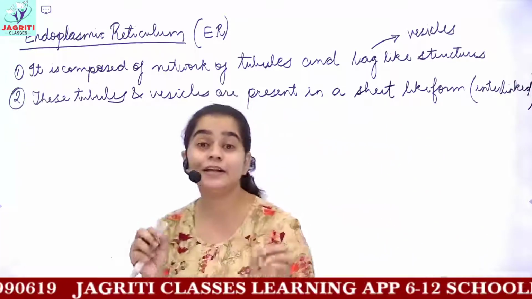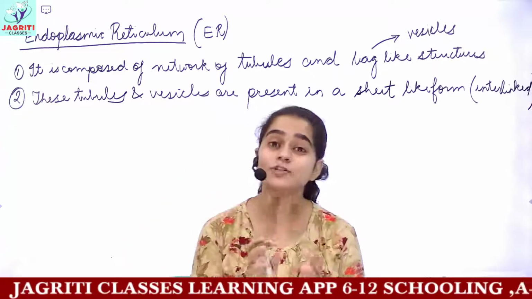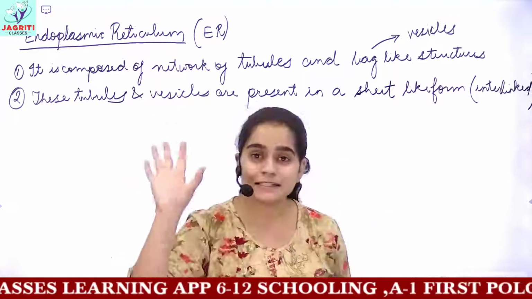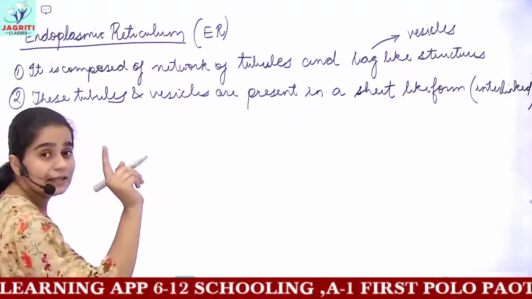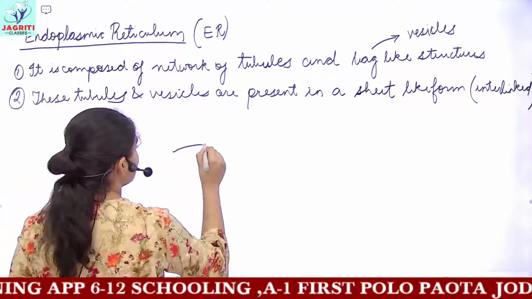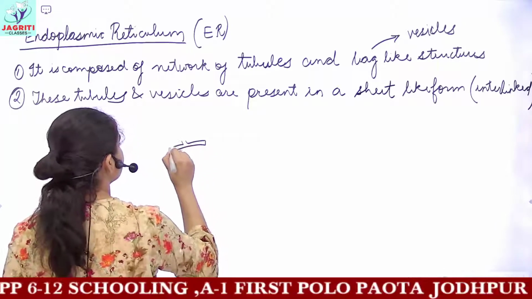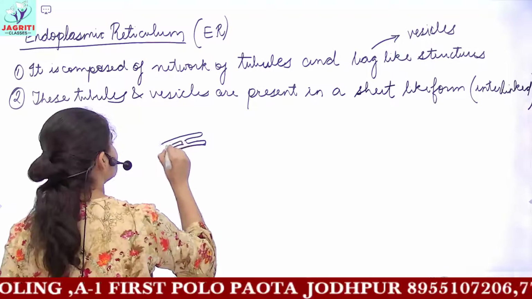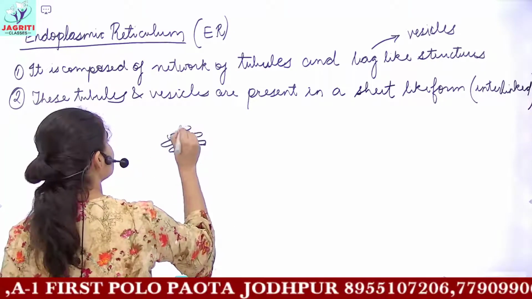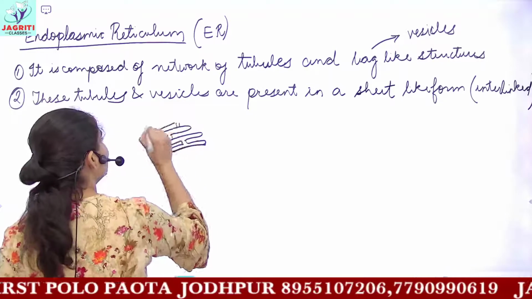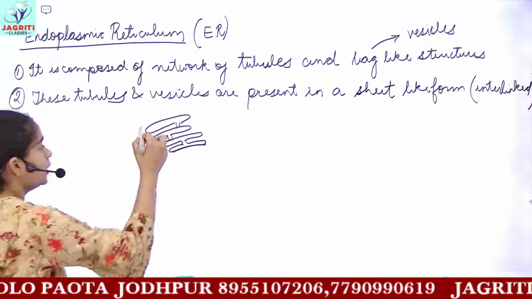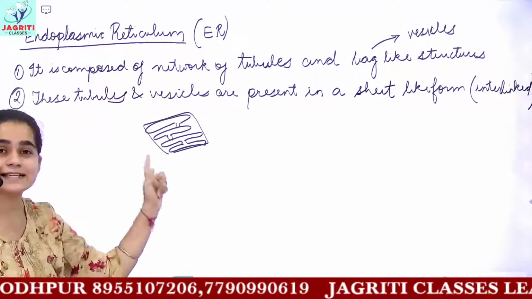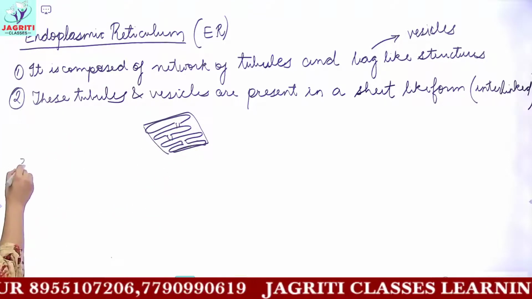And if you observe the diagram given in your NCERT textbooks, either of the plant cell or the animal cell, the endoplasmic reticulum which is marked has this type of structure, in the form of vesicles and tubules, and these vesicles or tubules are interlinked with each other. So it forms a sheet-like interconnected network of vesicles and tubules.